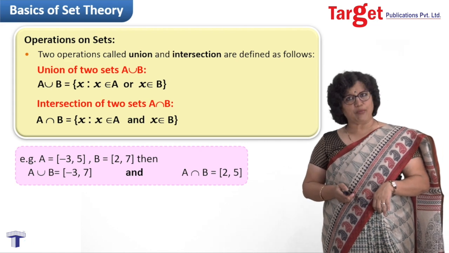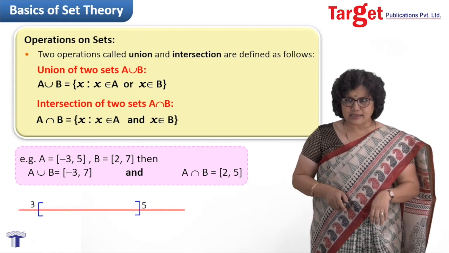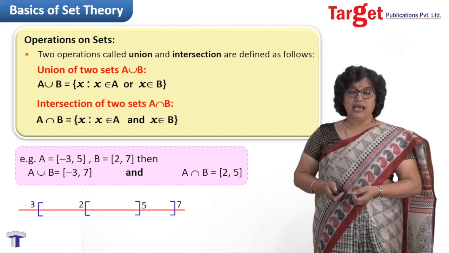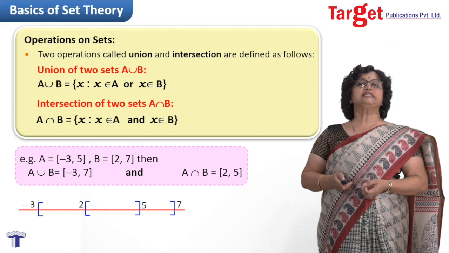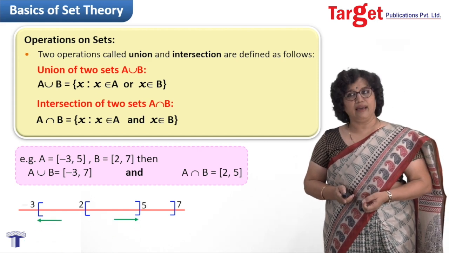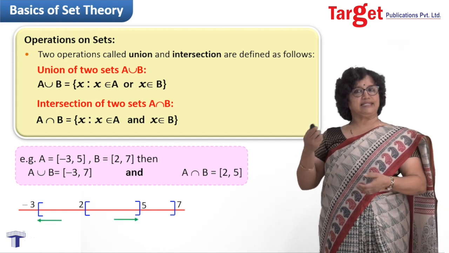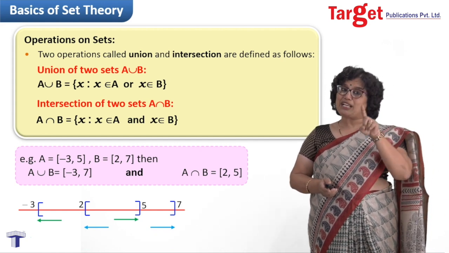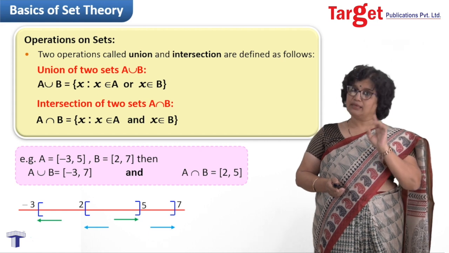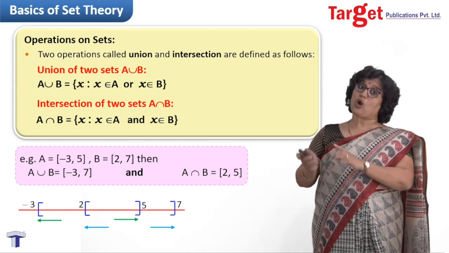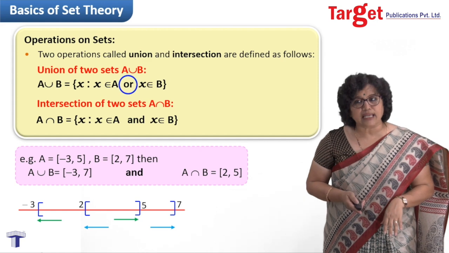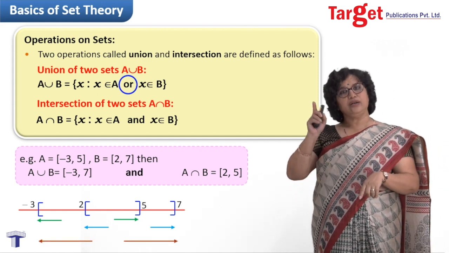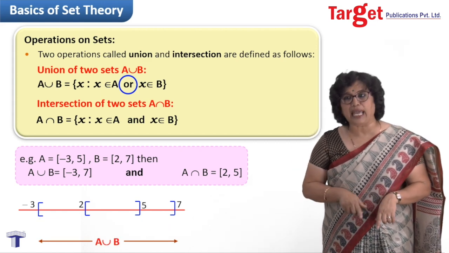We can actually plot them on the number line. Mark -3 and 5 and also 2 and 7. And now what we realize is that -3 to 5 is our set A and 2 to 7 is our set B. And we now want to write A union B. So elements which are in A but not in B can be taken. Elements which are in B but not in A can be taken. So obviously we are looking for something like -3 to 7 and that would be our A union B.